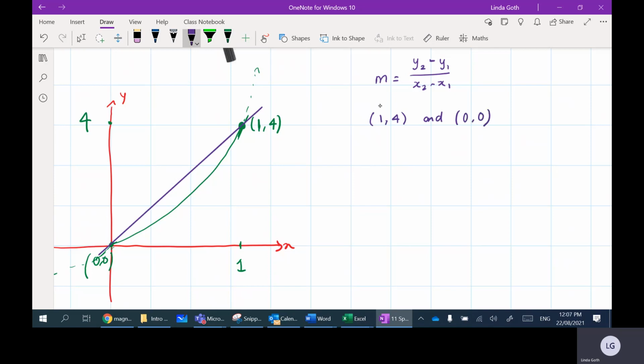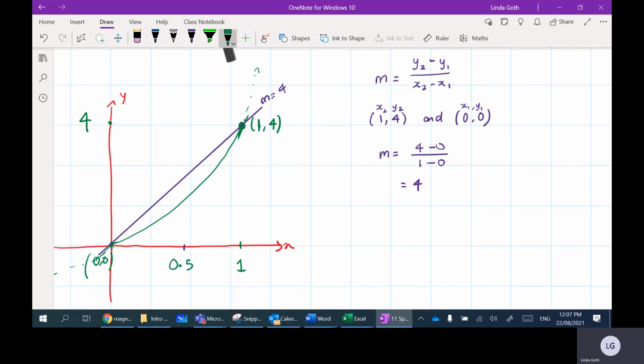I'm going to call this x2, y2, x1, y1. So the formula for the gradient is going to be 4 minus 0 on 1 minus 0, which is equal to 4. So the gradient of this line is equal to 4. Now I think you'll agree that that's not really going to help us find the gradient of the tangent too much. So maybe I'll go a little bit closer. Maybe I'll go to 0.5 on the x-axis.